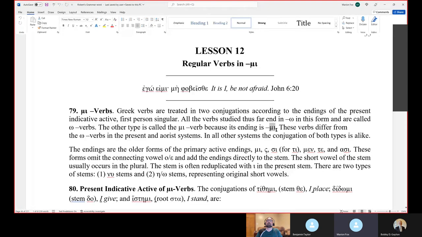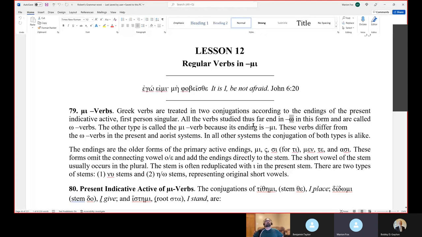And so all the verbs that we've studied up to this point have ended in omega. Now then there are contract verbs, omicron verbs, contractions. But the mi verb is different, and we'll see the main differences here in this study.